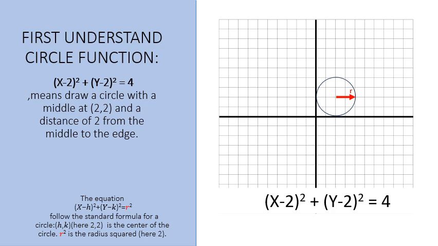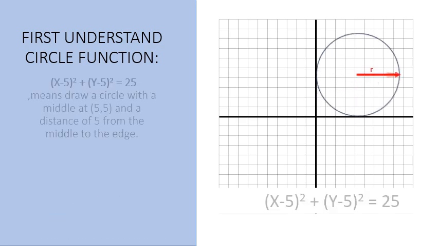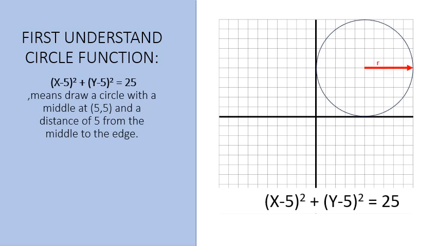Here, the center is at 2, 2, and the radius is 2. The term r squared, r being the radius, equals 4 in this example. In this example, the center is at 5, 5, and the radius is 5.